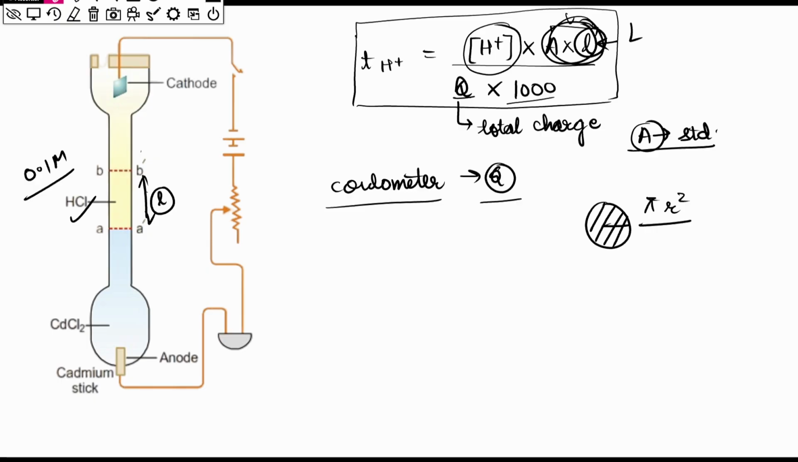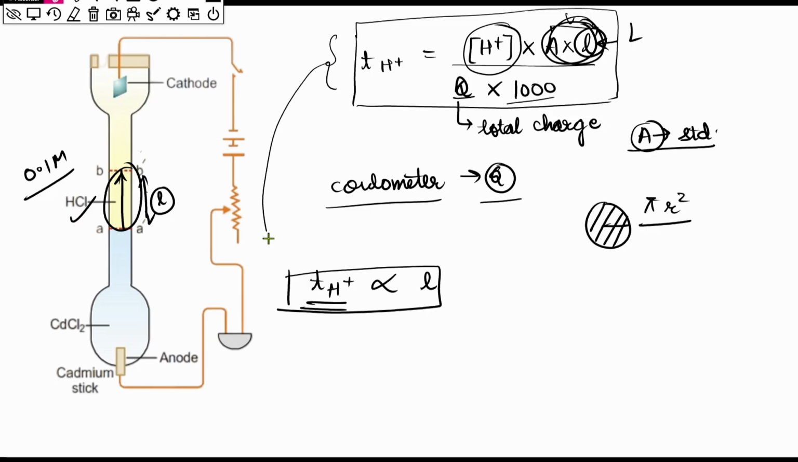From here also one more relation we can find: the transport number of protons will be directly proportional to the length moved by the boundary. See, the more the length moved, the greater will be the transport number of the protons. As we can see, it is evident in this formula also. So that is how there is this another method called the moving boundary method, and it is used to determine the transport number of the protons.